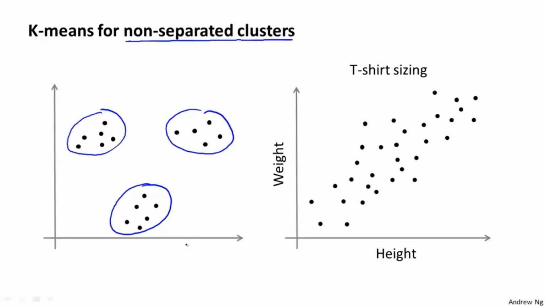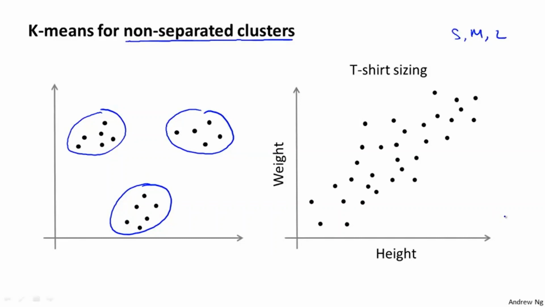Here's an example application to t-shirt sizing. Let's say you're a t-shirt manufacturer, and you've gone to the population that you want to sell t-shirts to, and you've collected a number of examples of the height and weight of these people. Height and weight tend to be positively correlated, so maybe you end up with a data set like this. Let's say I want to design and sell t-shirts of 3 sizes: small, medium, and large. How big should I make my small, my medium, and my large t-shirts?